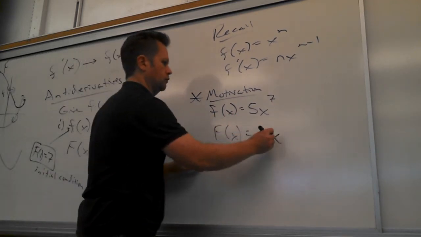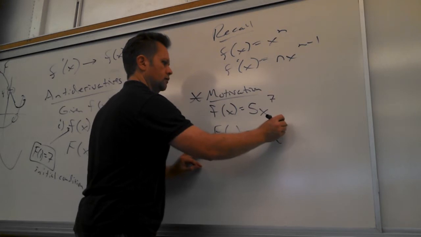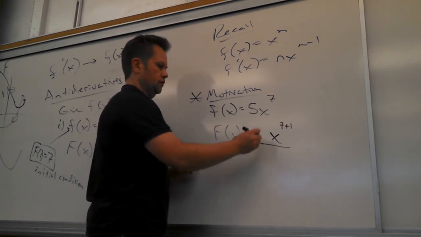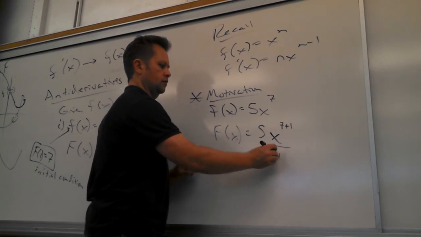So add 1 to the 7 and divide by the new power. So 5 over 7 becomes 5 over 8, divided by 8.